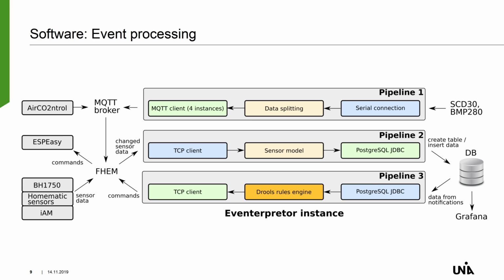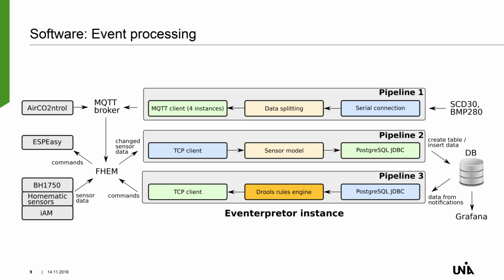All external data is at first sent via MQTT to FHEM. FHEM is used since it includes modules allowing to easily interface most of the sensors. Additionally, an integration of the ESP8266 controllers by using the ESP-Easy firmware is directly available. The air control sensor data is gathered by an adapted external program. The SCD30 and BMP280 sensors are read out and preprocessed by the first Eventerpreter pipeline.